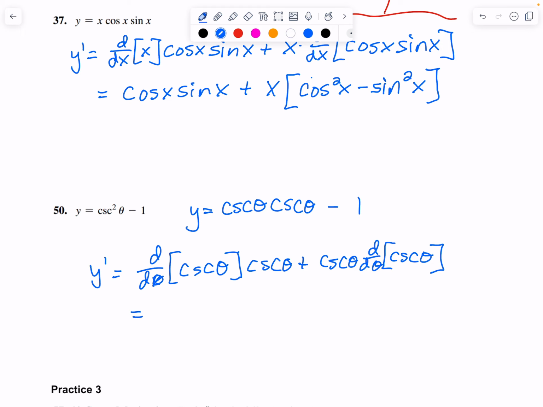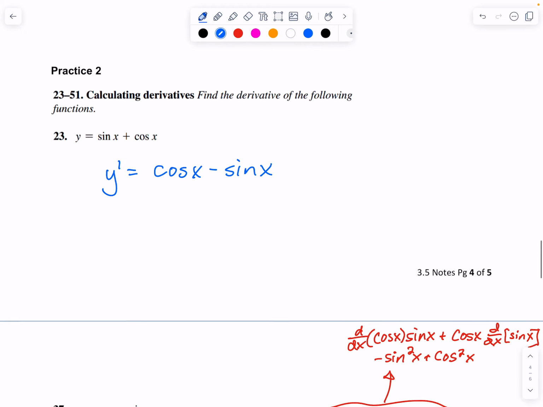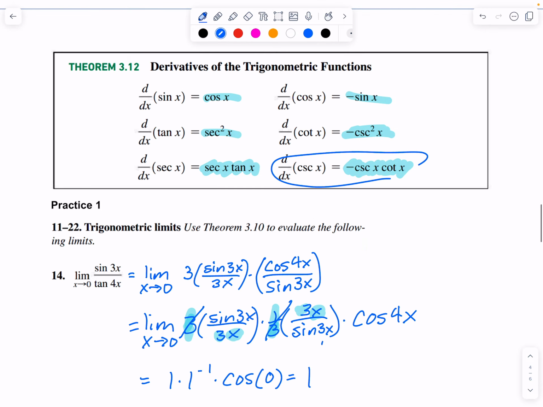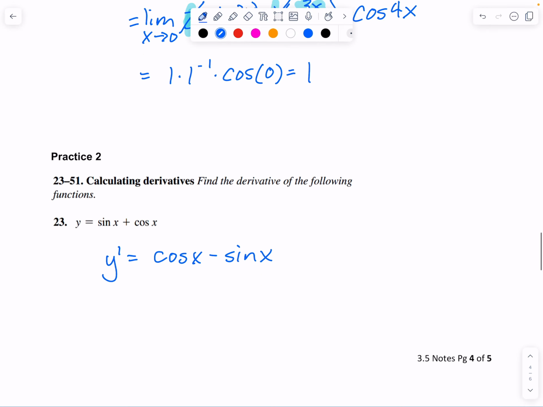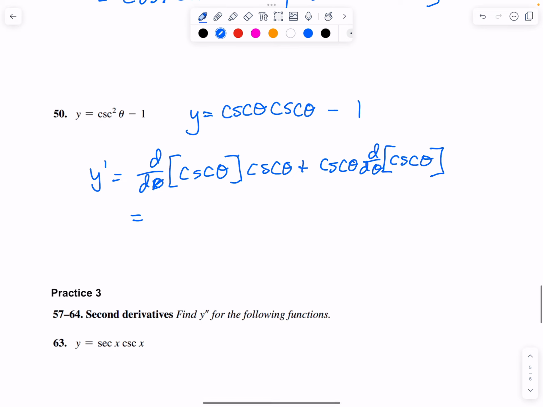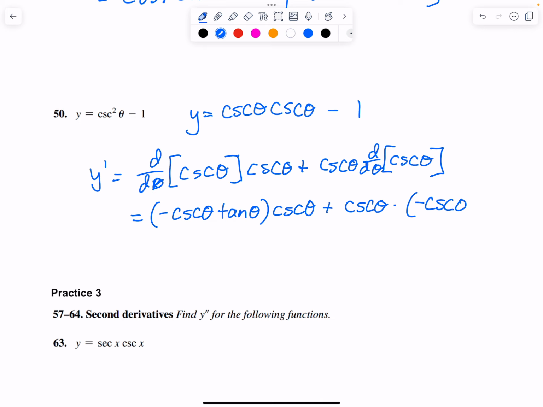It's done. Okay, derivative of cosecant, if we take a look back at our table, that's right here. It's going to be negative cosecant cotangent. So I get negative cosecant cotangent theta times cosecant theta plus cosecant theta times, and it's that same thing, negative cosecant theta times cotangent theta. Notice all the multiplication is the same, except we have a minus on both.